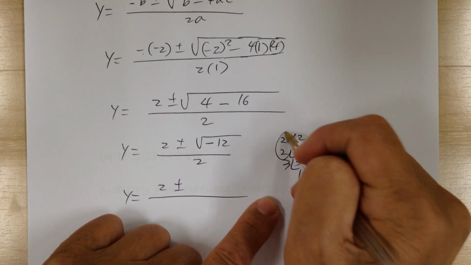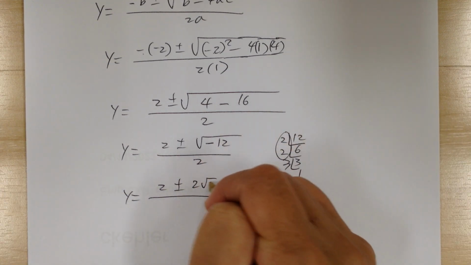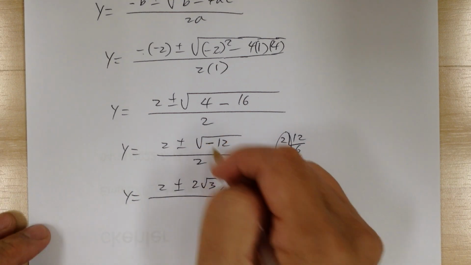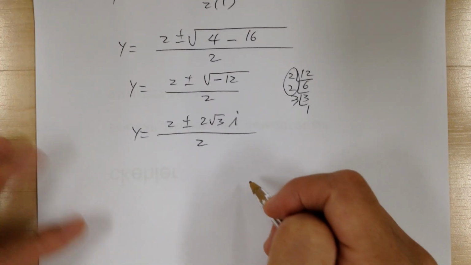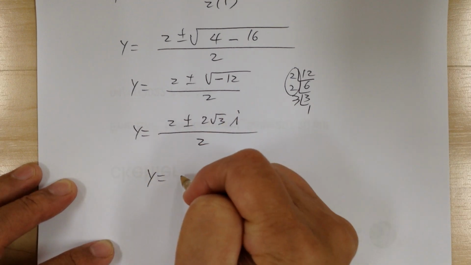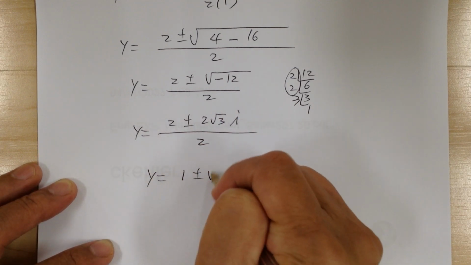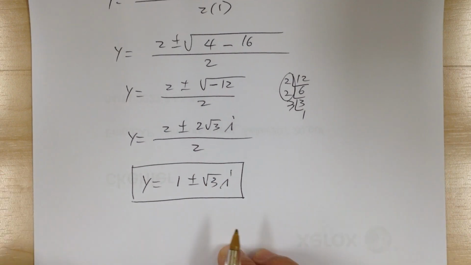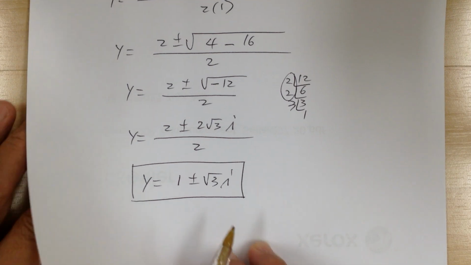So this is going to give you 2 square root of 3, so it will be 2 square root of 3i. Right? Square root of negative is i. So you can do that automatically over 2. Dividing by 2, y equal to 1 plus or minus square root of 3i. Okay, let's go to the next one.